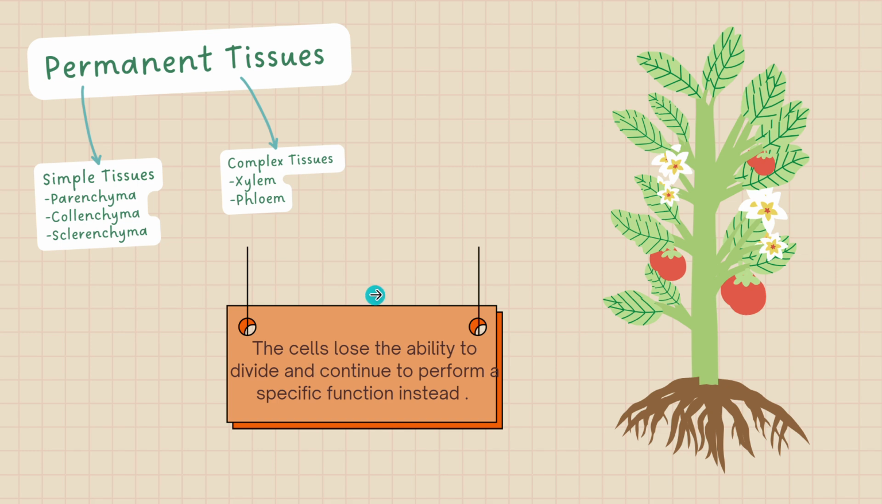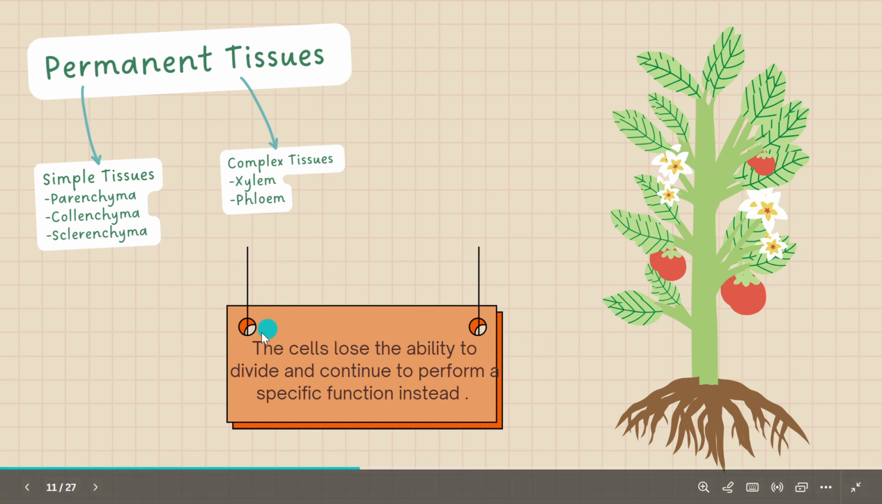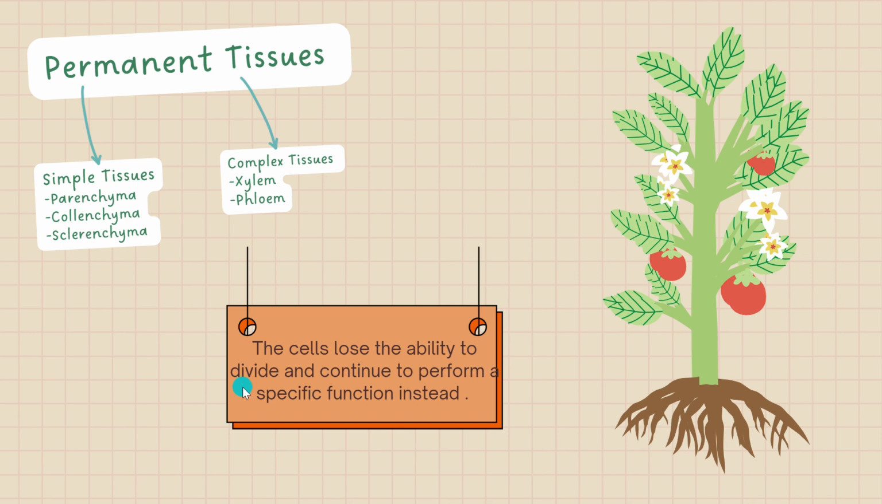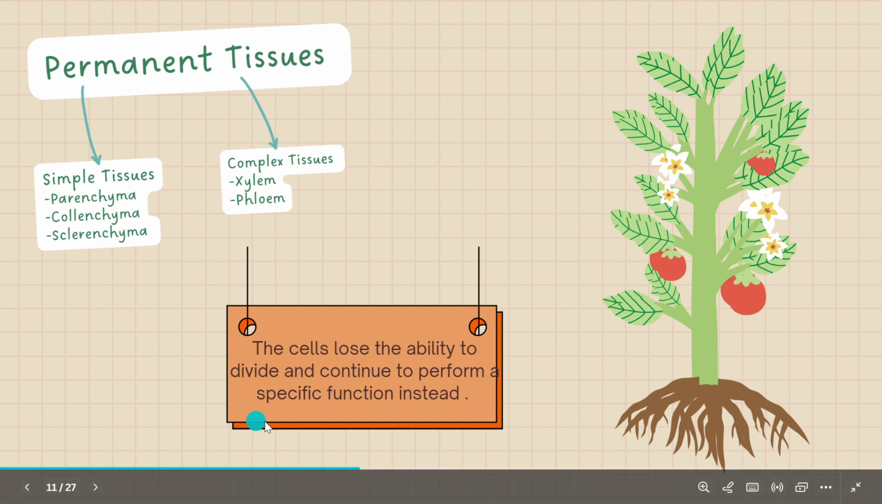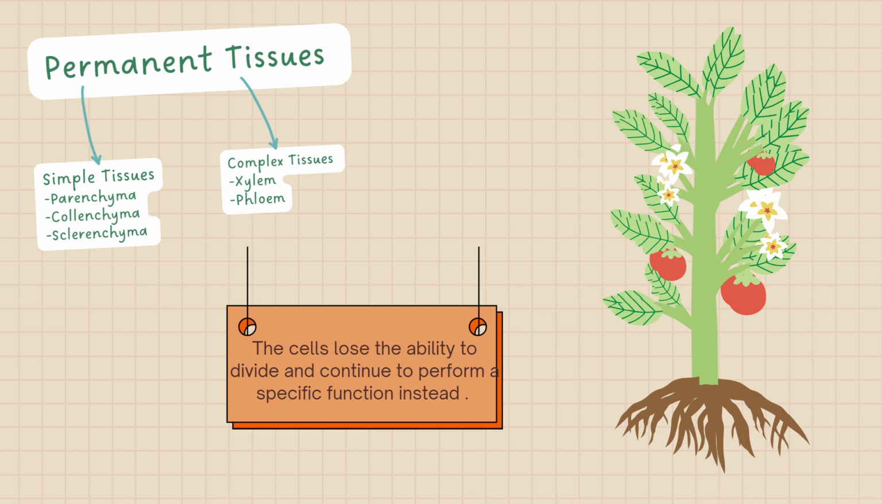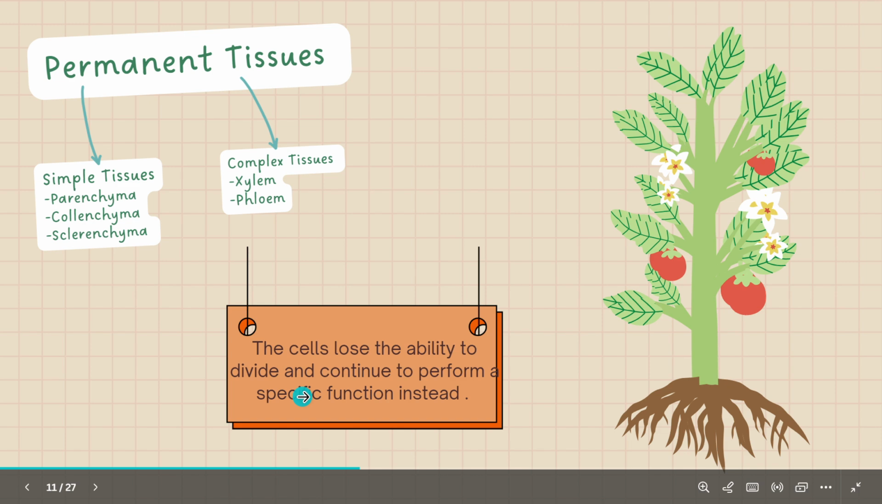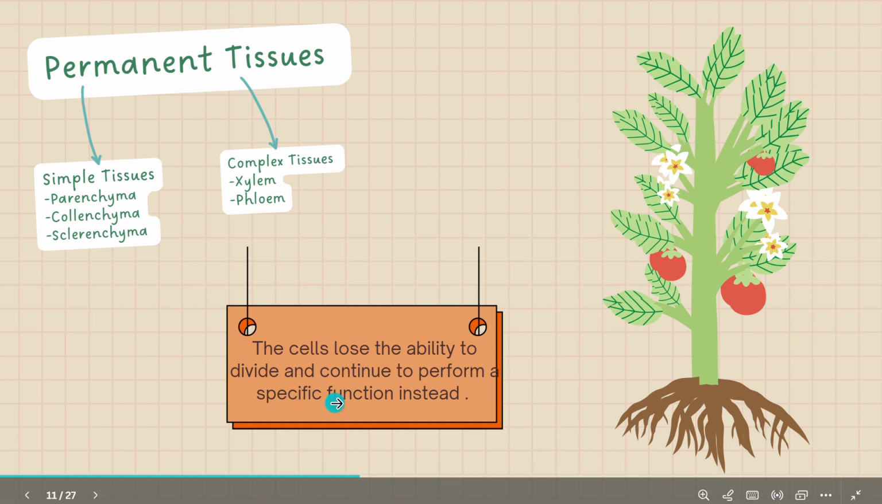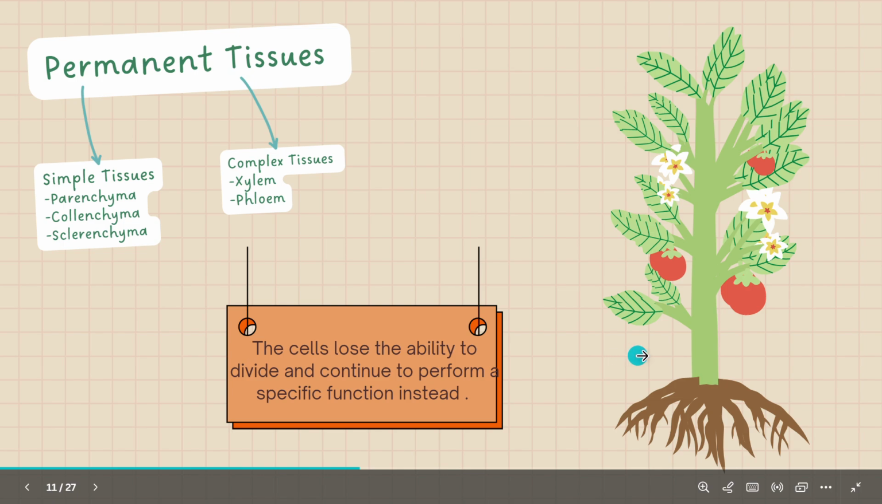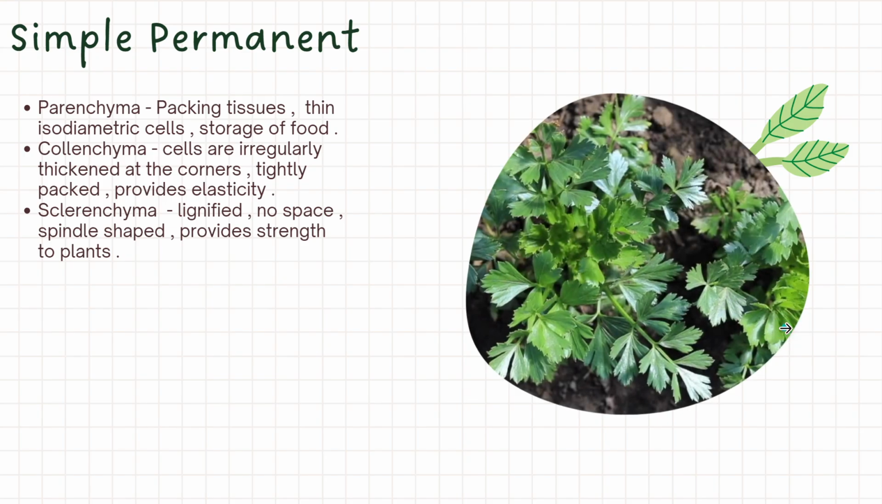Alright, I hope you've understood that, and this is a point to remember. The cells lose the ability to divide and continue to perform a specific function instead. This is what permanent tissues are. This is how they're different from meristematic tissues, because meristematic tissues keep on dividing and these cells lose the ability to divide and do a specific function instead. I hope you've understood that.